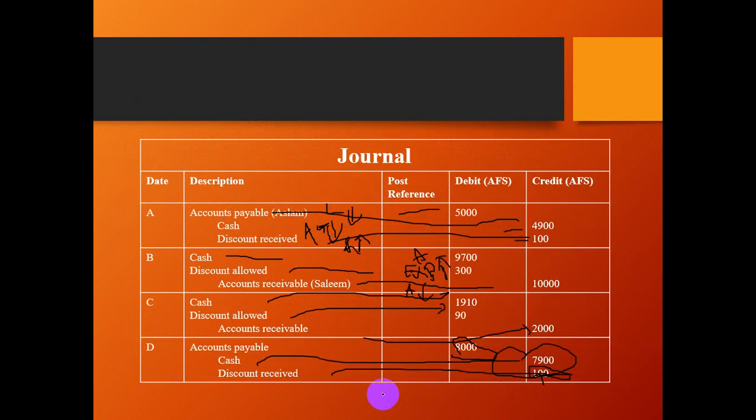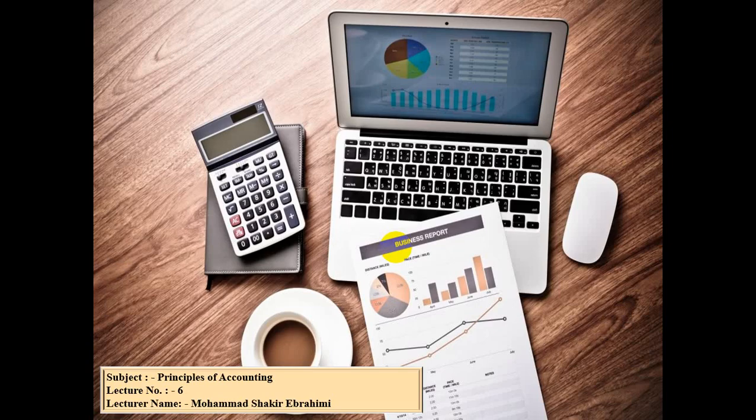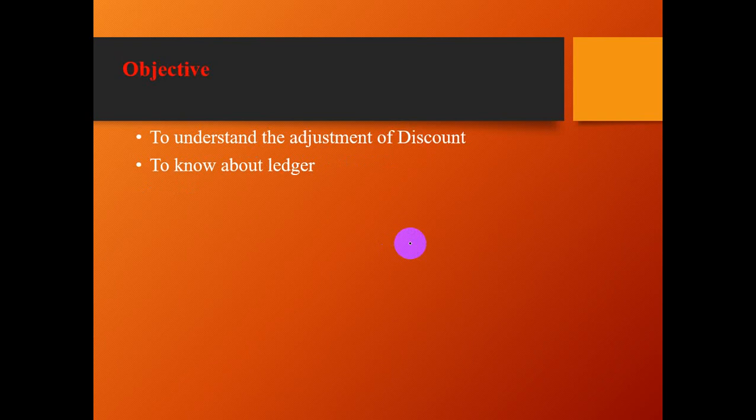Now this is all, I think, for the journal, the overall discussion we had about the journal. Then we will discuss the other parts, which are the types of special journal. So we will discuss that in coming classes.